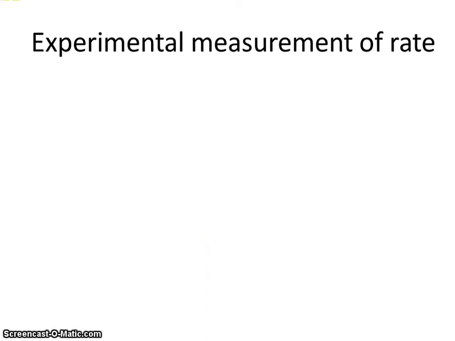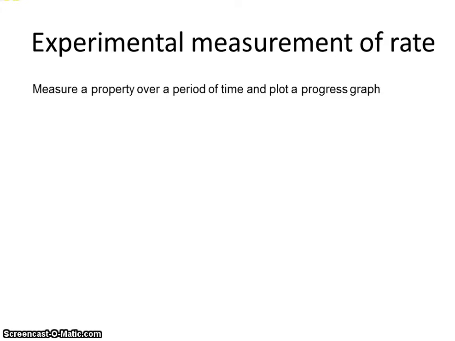Okay, so you've described in very general terms how you would follow a reaction. How then will you use the data that you get from such an experiment to actually calculate or measure the rate? Well, the key to it is plotting what I always call a progress graph. In other words, measuring the property over a period of time and plotting that property against time.